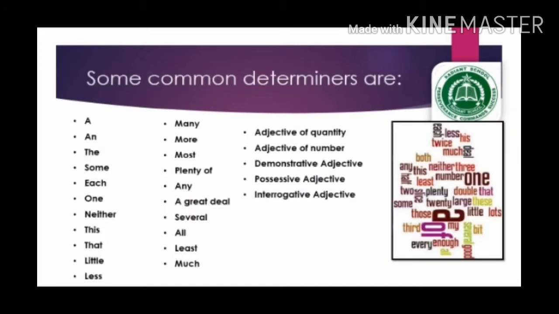Some common determiners are a and the. They are the articles. Then some, each, one, neither, this, that, little, less, many, more, most, plenty of, any, a great deal, several, all, least, much. These are words that relate to the quantity of something. Then determiners also include adjective of quantity, adjective of number, demonstrative adjective, possessive adjective, and interrogative adjective.